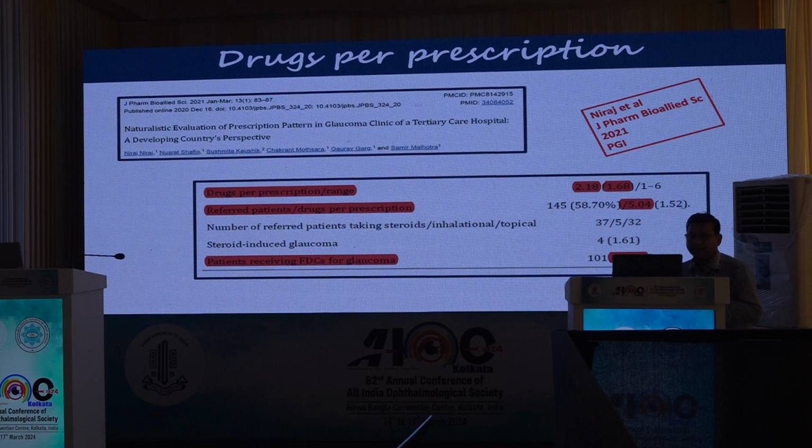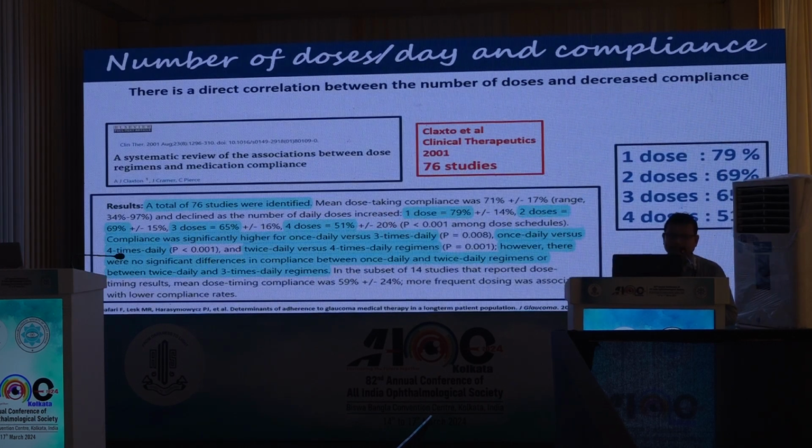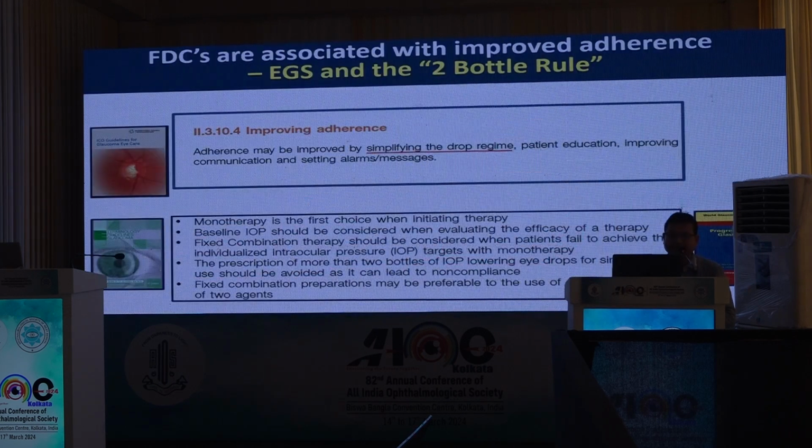So there is a huge need for FDCs because of the compliance issues, as well as for these reasons, that already the requirement of drugs has crossed 1 in a majority of the percentage of the patients. This is a study by Claxton et al., which showed that if you increase not just the number of bottles, but the number of doses also, the compliance rate decreases dramatically. So if you have 1 dose, the compliance rate is 79%, whereas if you have 4 doses, it's 51%.